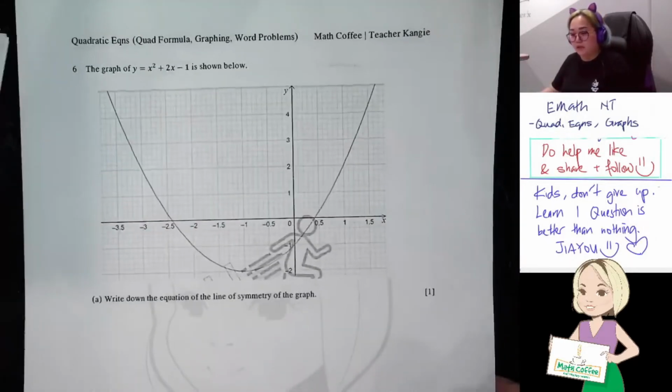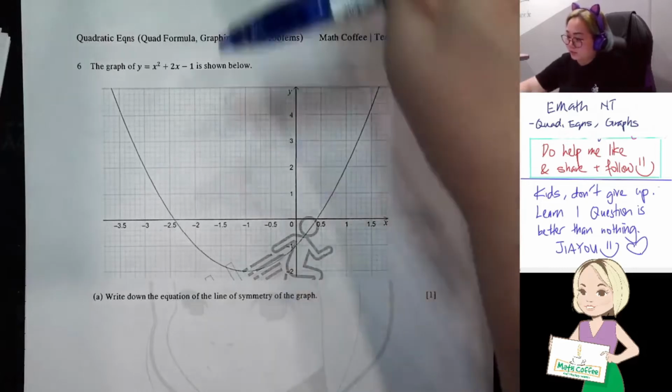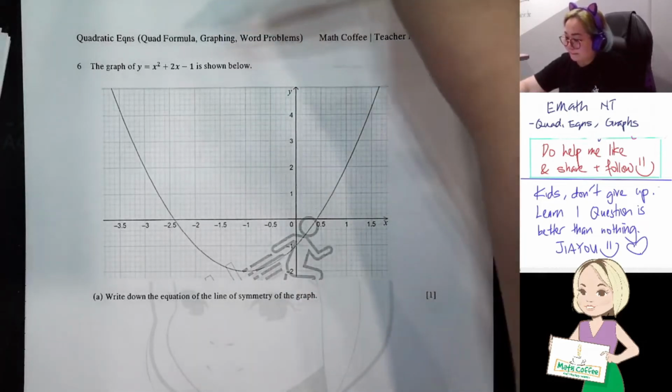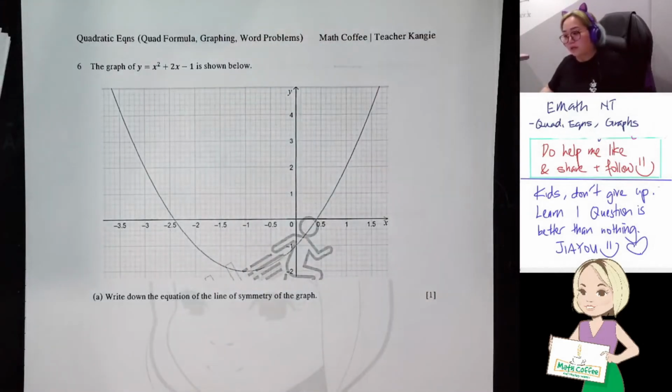So now let's take a look at question number 6. Are you able to tilt the phone to landscape? There's a landscape button. Click on that and then you can see my question clearly. If not, then you will have to use a PC. A PC can see clearer.